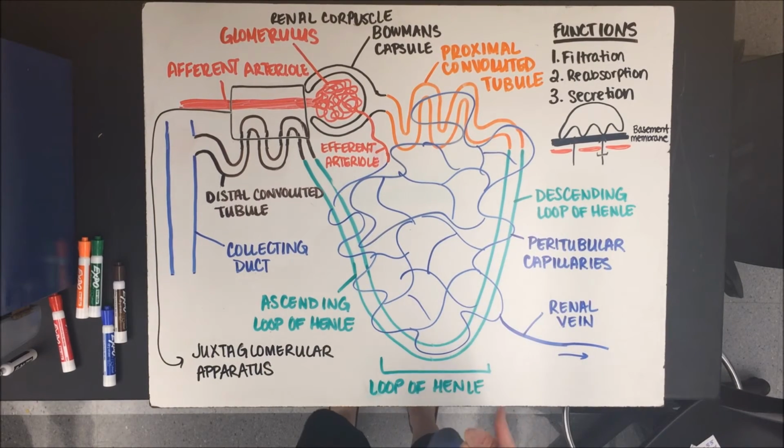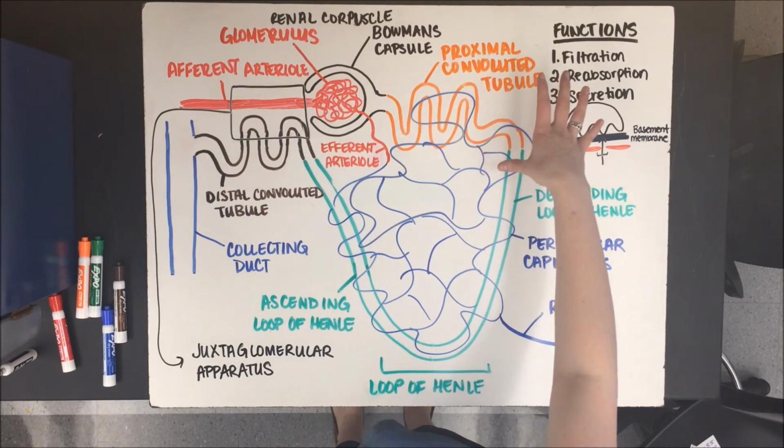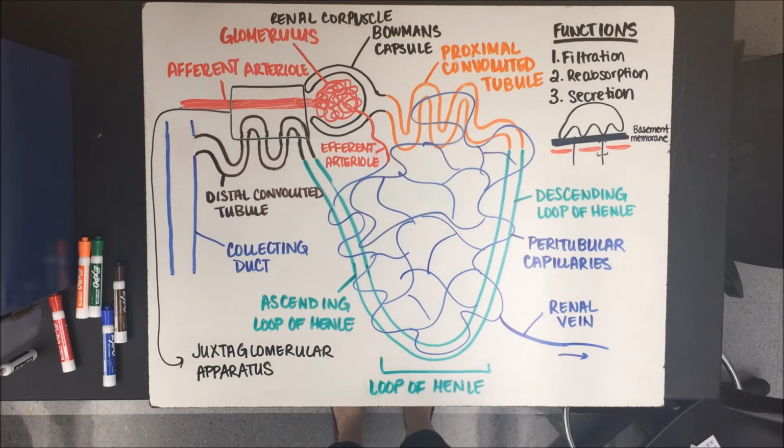Now we talked about the three functions: filtration, reabsorption, and secretion. Let's just go over it real quick. Filtration occurs at the renal corpuscle. That is where components of the blood other than proteins and cells are pushed into the tube known as the Bowman's capsule. From there, we have reabsorption, which occurs in the proximal and distal convoluted tubule, as well as the loop of Henle. Reabsorption is when you take components of the filtrate inside the tubule and bring it back into the blood for the body to use. Then we have secretion, which is the opposite of reabsorption, when we take things we don't need in the body from the blood and move it back into the lumen of the tubule to be excreted as waste.